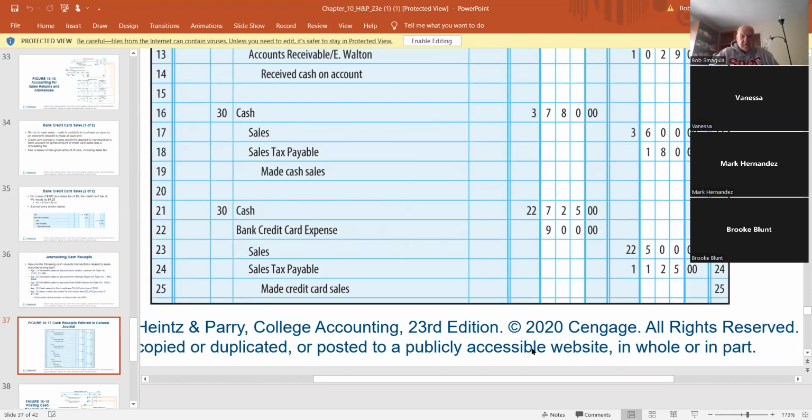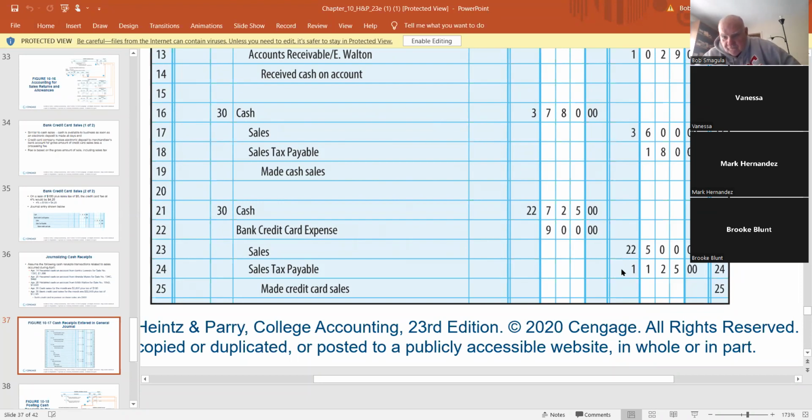Okay. Here we have a cash sale, debit cash, credit sales tax payable. And here is our credit card sale. I would recommend you do the bottom two numbers first, the credits. Leave yourself two lines for the debit piece and do the sales first. The sales is going to be a hard number. They'll give that to you. The sales tax payable, in this case, is $1,125.